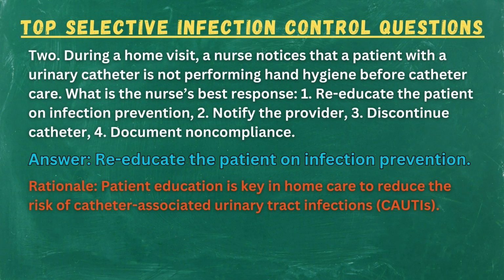2. During a home visit, a nurse notices that a patient with a urinary catheter is not performing hand hygiene before catheter care. What is the nurse's best response? 1. Re-educate the patient on infection prevention. 2. Notify the provider. 3. Discontinue catheter. 4. Document noncompliance. Answer: Re-educate the patient on infection prevention. Rationale: Patient education is key in home care to reduce the risk of catheter-associated urinary tract infections, CAUTIs.